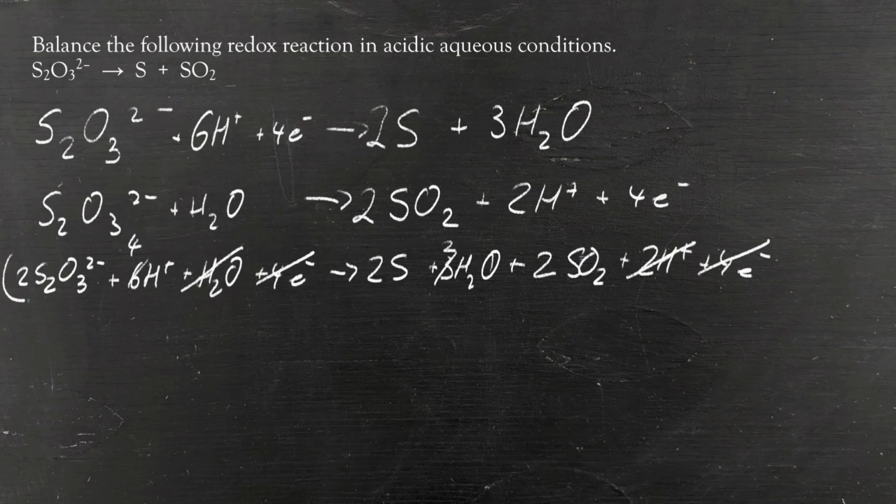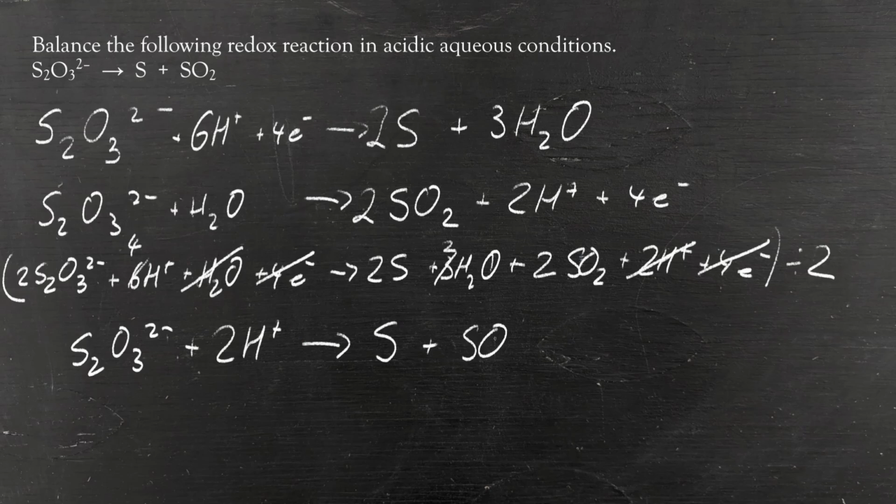So we can divide the entire equation by 2, giving us the simplified answer that S2O3 2- plus 2H+ react to produce S plus SO2 plus H2O. And now everything is balanced and we have our answer.